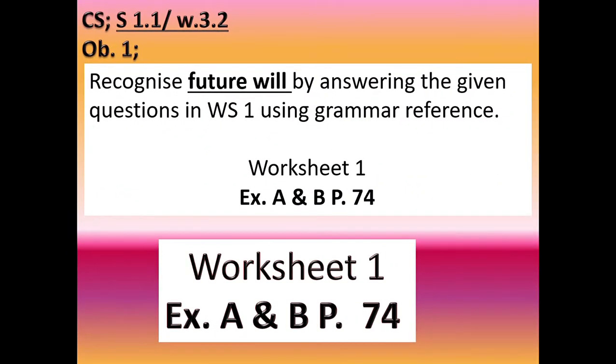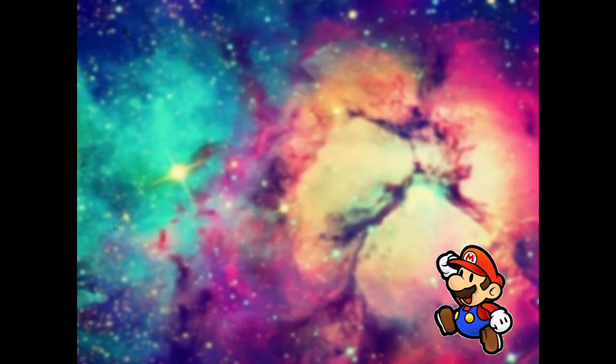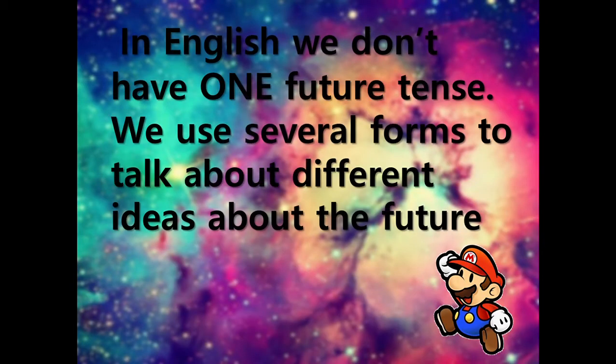Our first objective is to recognize future will by answering the given question in worksheet 1 using grammar reference. Dear students, in English we don't have one future tense. We use several forms to talk about different ideas about the future.